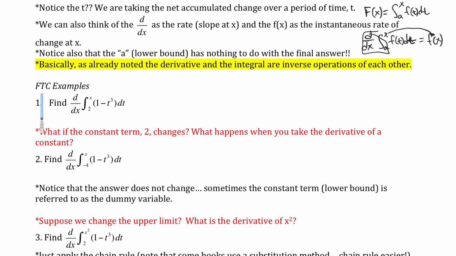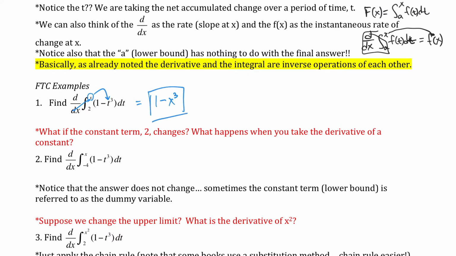So here's our first FTC example. Find the derivative with respect to x of the integral from 2 to x of 1 minus t cubed dt. So look at the constant term. This is 2. Over here, what ends up happening is the derivative and the integral undo each other. I plug this x in, and I will get 1 minus x cubed as my answer.